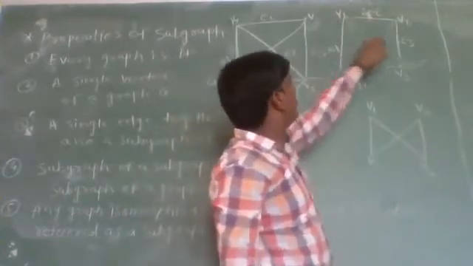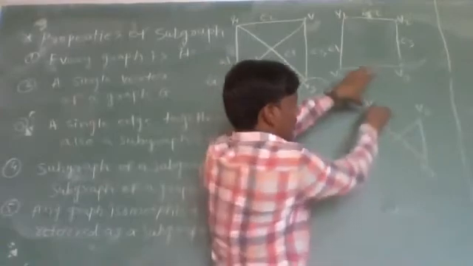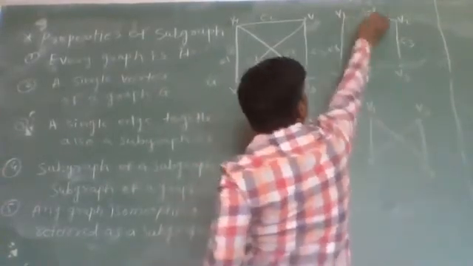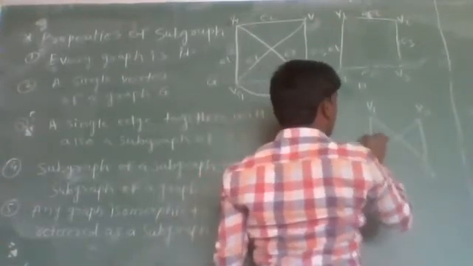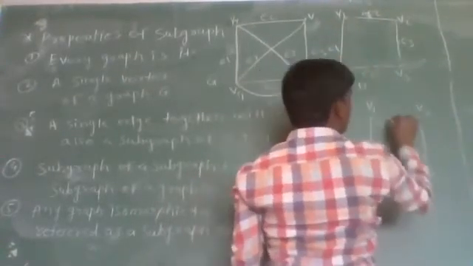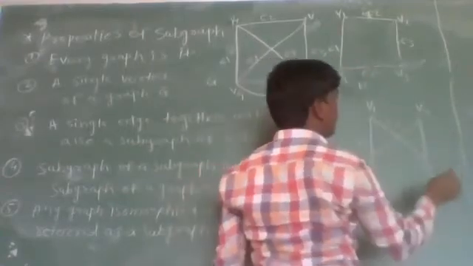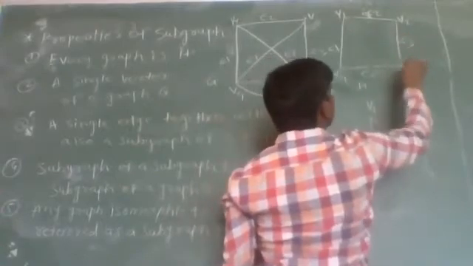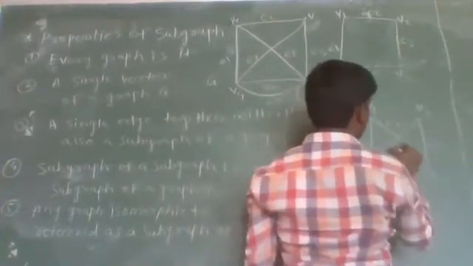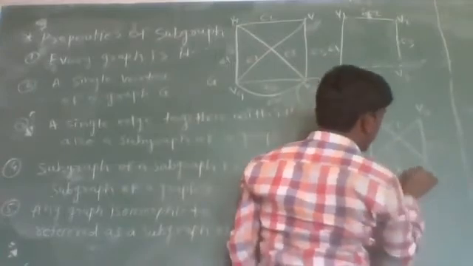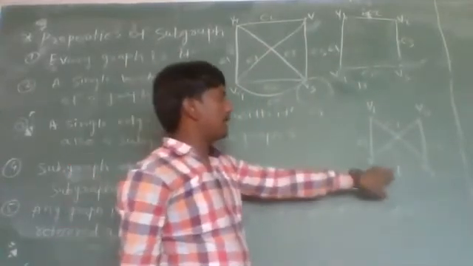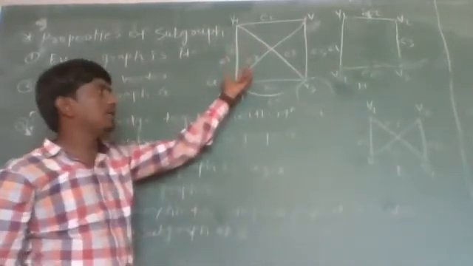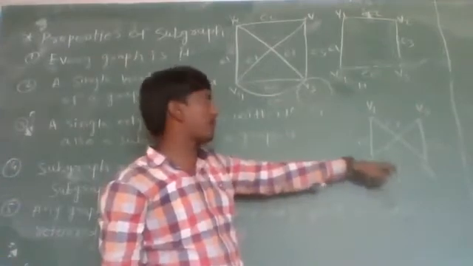Vertex V1 is adjacent with V2 and V4. Similarly, V3 is adjacent to V2 and V4. So this one is a graph K. This graph K is isomorphic to graph H, and H is a subgraph of a graph G. Then this K is also referred to as a subgraph of a graph G.